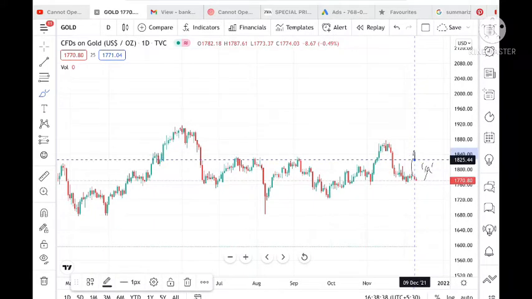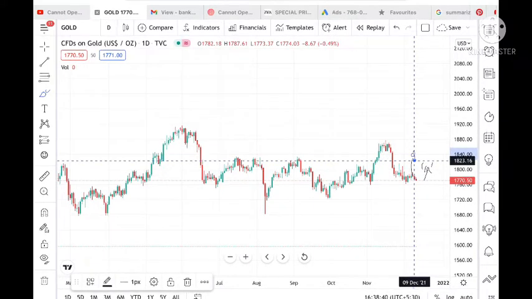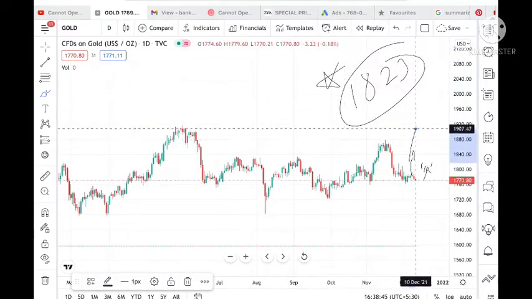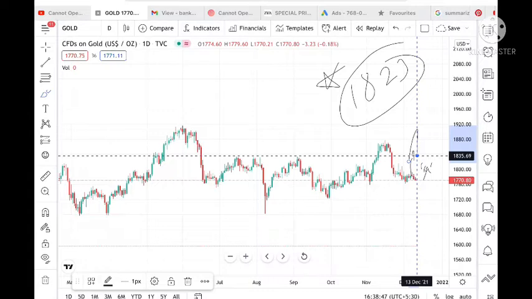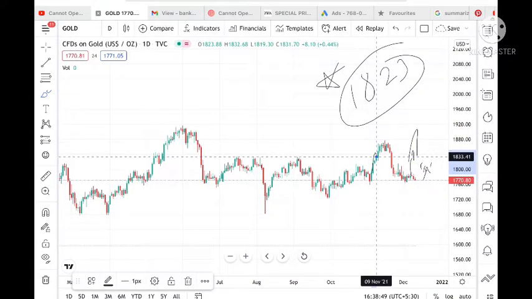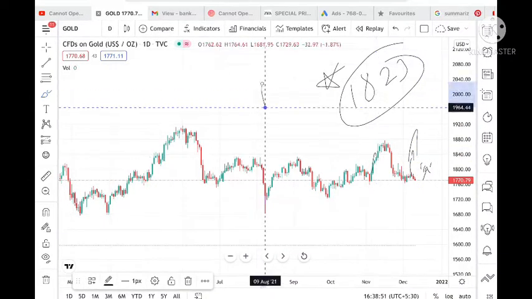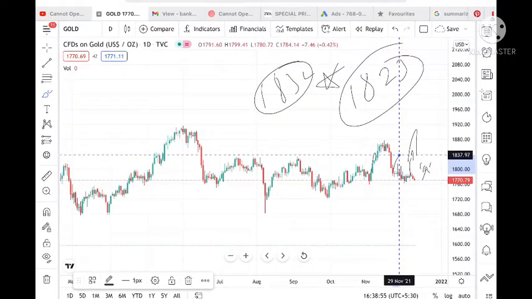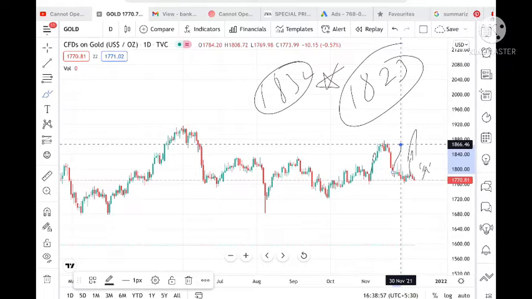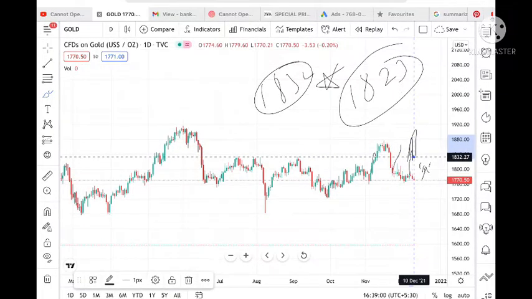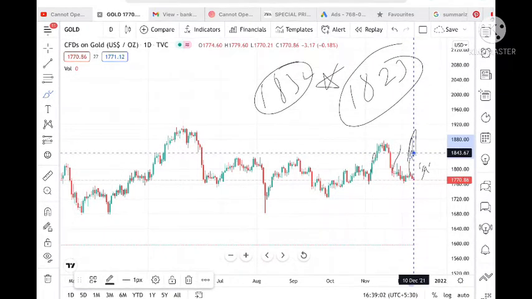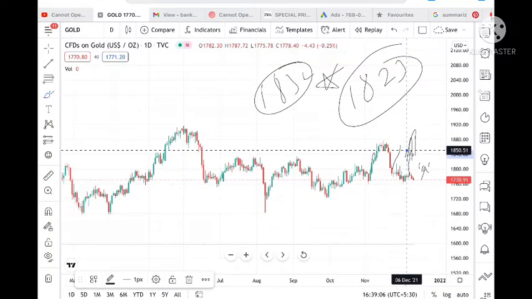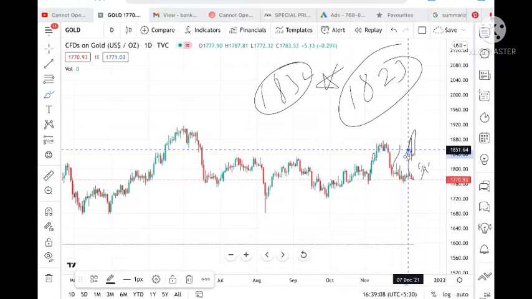I have already told you to keep this in mind: if the price goes above 1823, then the chances will be very high that it can go and touch a level of 1832. Once 1832 is touched, then there is a high probability that it can go and touch a level of 1843. And once 1843 is touched, then it can go further upside to a level of 1851.